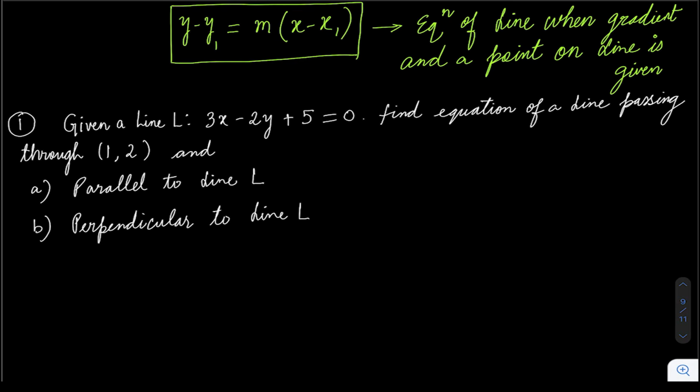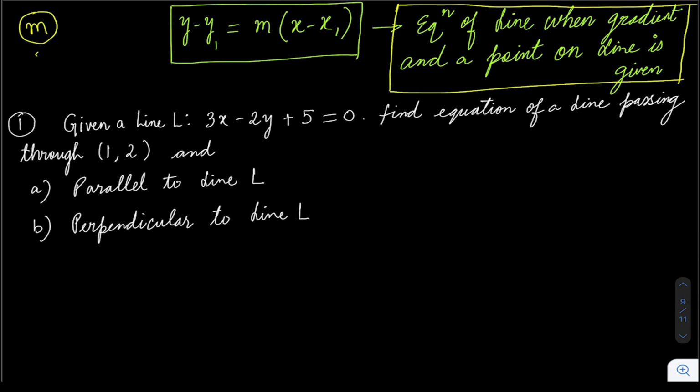The concept is, if we need to find the equation of a line, sometimes they will give you the gradient and a point that is lying on the line, or a point that the line is passing through. So basically they give you gradient m and any point on the line, then you can find its equation directly. This is the formula for that: y minus y1 is equal to gradient into x minus x1.